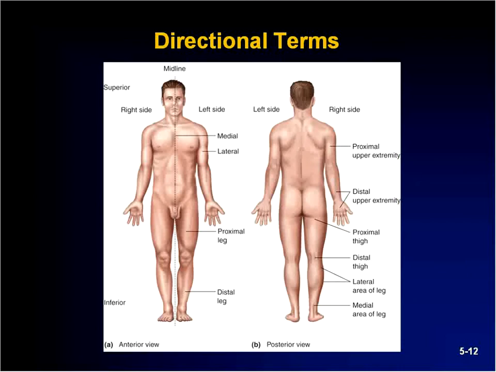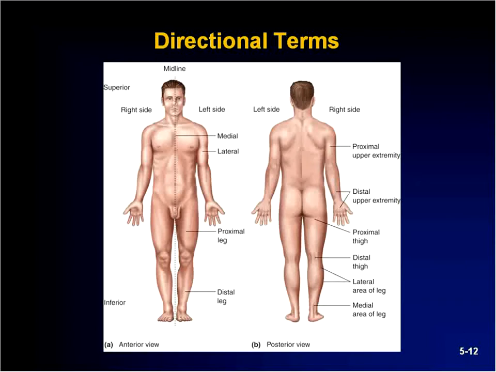Proximal or distal. Proximal means closer to the midline or center area of the body, closer to the torso. When this term is used in reference to an extremity, it means to the nearest point of attachment of the body. The knees are proximal to the toes.